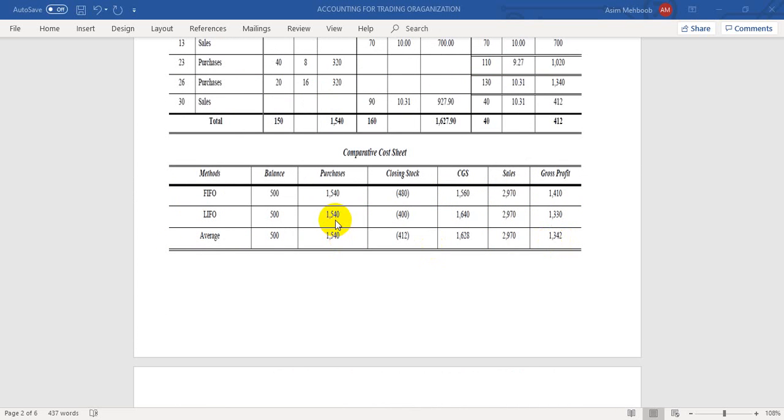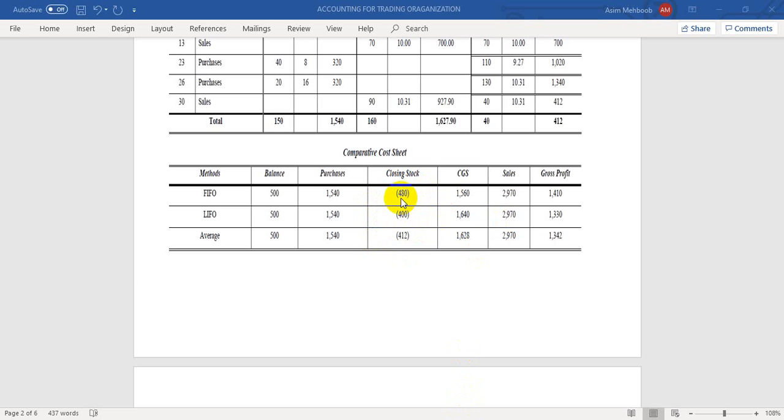So now what did we learn from this? We learned that there is no difference in the balance, no difference in the purchase, but a difference in the closing stock and a difference in the cost of goods sold. Sales will remain the same, but when the cost of goods sold changes, gross profit also changes. It has been seen that FIFO gives high ending inventory and LIFO gives low ending inventory, and average is normally the middle value of FIFO and LIFO.